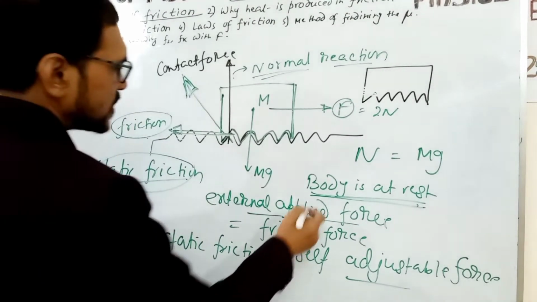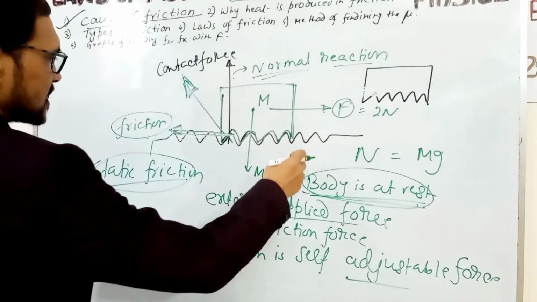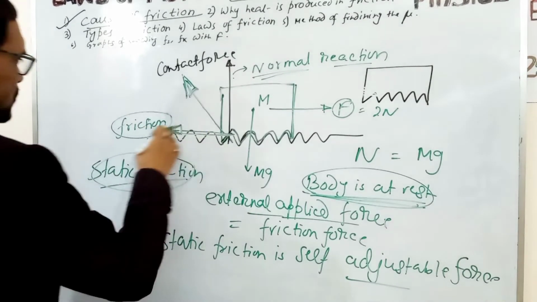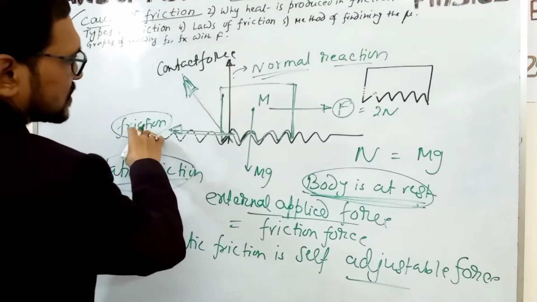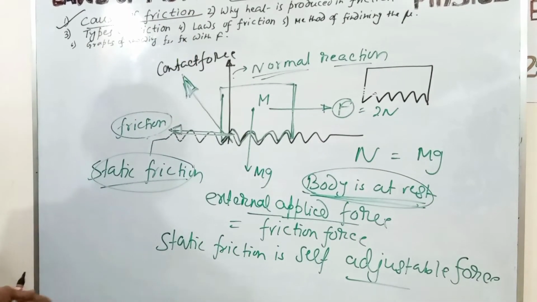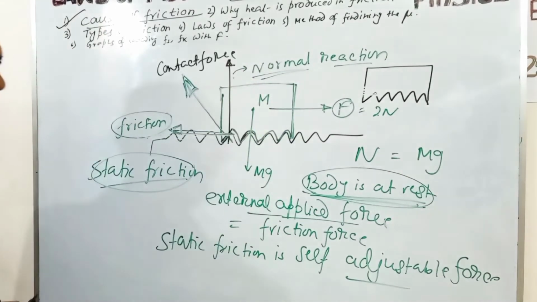Before the body moves, that is when the body is at rest, if we increase the external force gradually, then the friction force also increases gradually, and always the friction force is equal to the external applied force. So for static friction, the friction is equal to the external applied force.